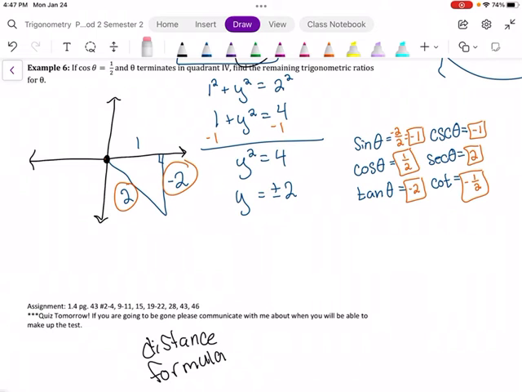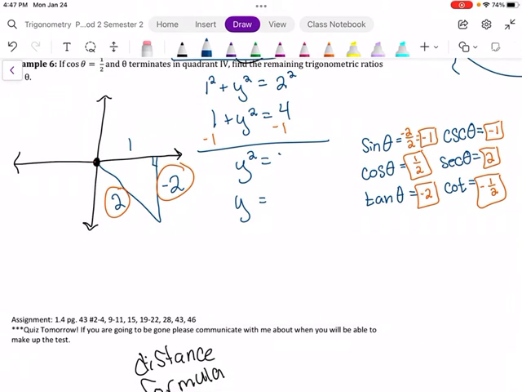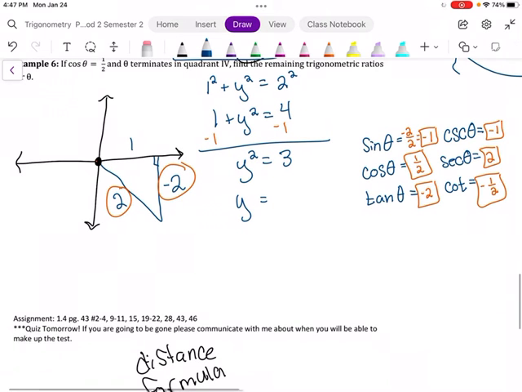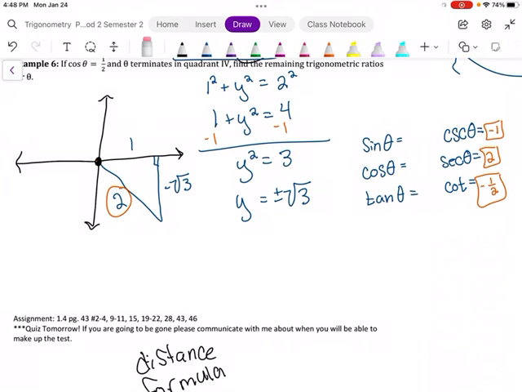And I'm so sorry, on this last problem, I did not solve it correctly. This was supposed to be a 3 here. Sorry, I knew it was wrong, I just couldn't figure out where my mistake was, and I apologize about that. So this should have been plus or minus the square root of 3. And then on our triangle, it would be negative square root of 3. I apologize about that. Let me just fix this really quick.